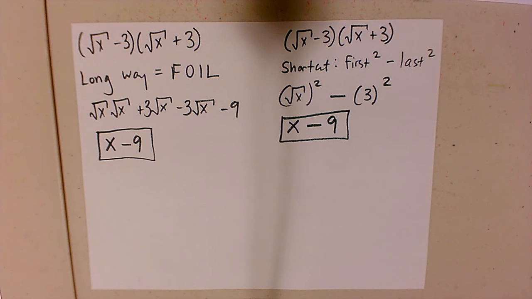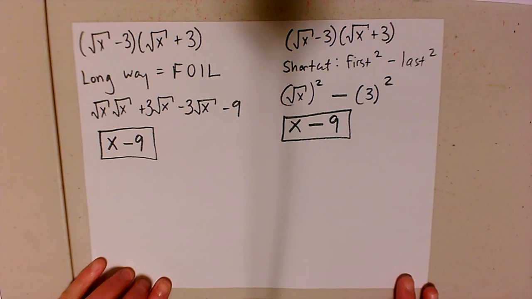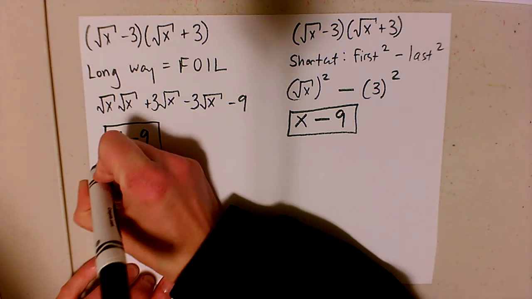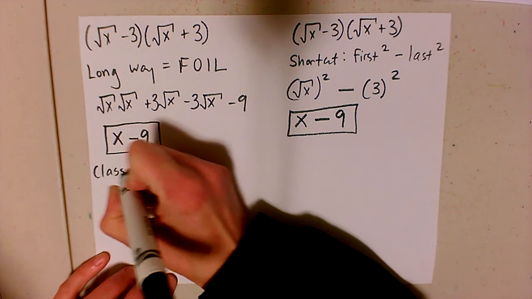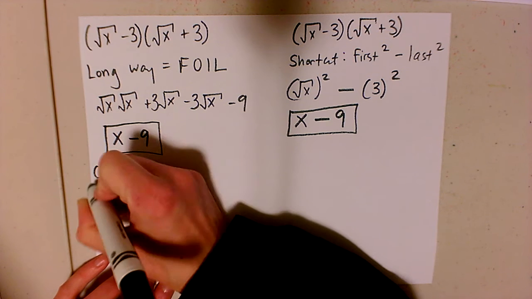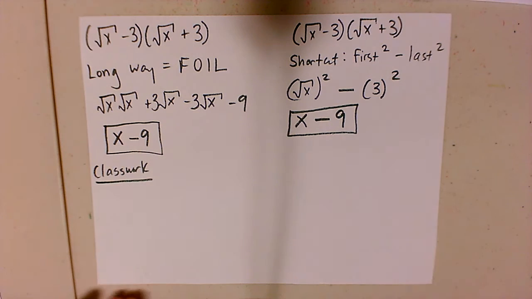So you can use that shortcut if you like, or you can just FOIL. Alright, so with that, we're just going to jump into the classwork. And we'll do as many of these examples as we can, because there are lots of different types of multiplication of radicals that we could come across.